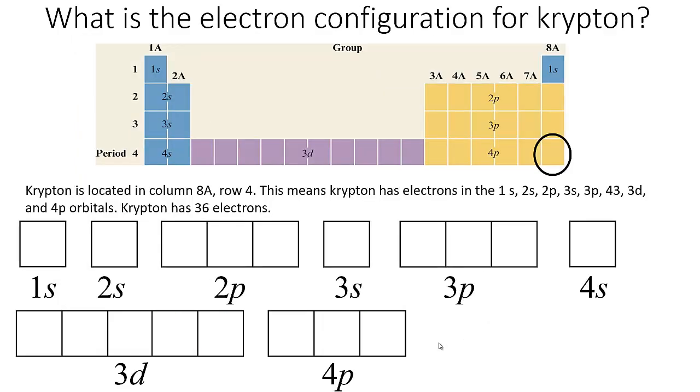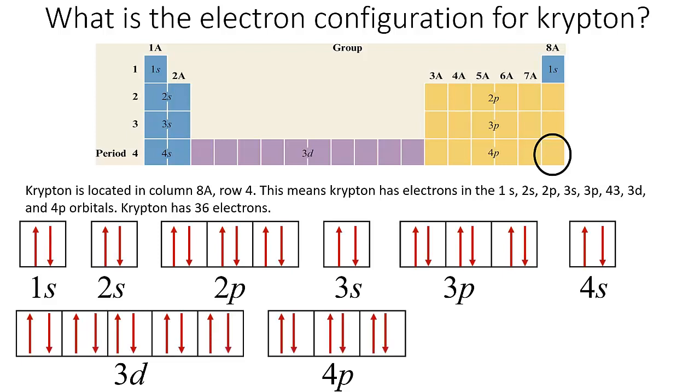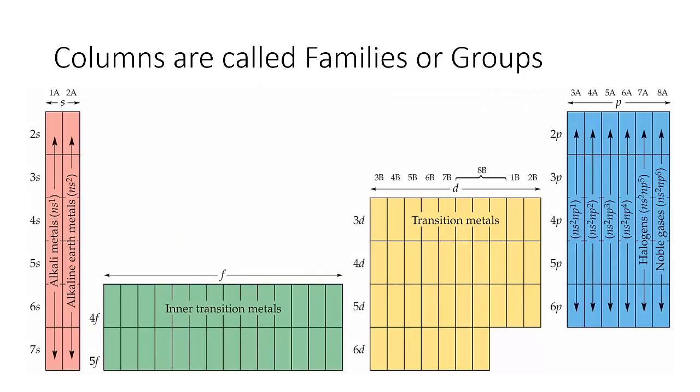Alright, do this one on your own. Fill in all your arrows, and that is your orbital diagram, and then you write down your electron configuration. So 1s2, 2s2, 2p6, 3s2, 3p6, 4s2, 3d10, and 4p6. Now sometimes you'll see it rearranged where you put all your 1s together, then all your 2s, then your 3s, then your 4s, and I don't think our textbook cares.